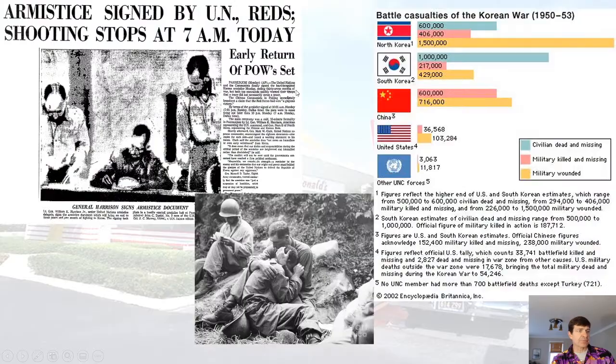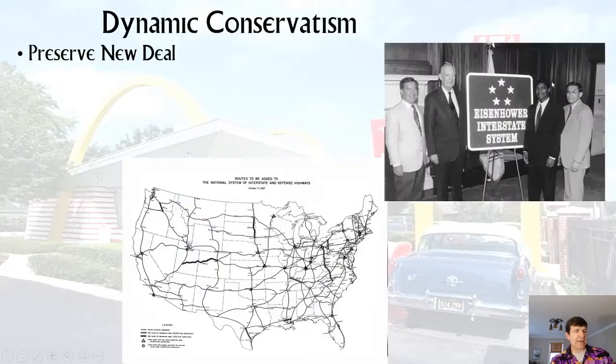So let's move on to Eisenhower and his presidency. Eisenhower would call his campaign, kind of his version of the New Deal, dynamic conservatism. Dynamic conservatism. And his basic goal was to preserve the New Deal, but to not expand the New Deal. By the way, dynamic conservatism, what does that even mean? It was like, what does really the New Deal mean?